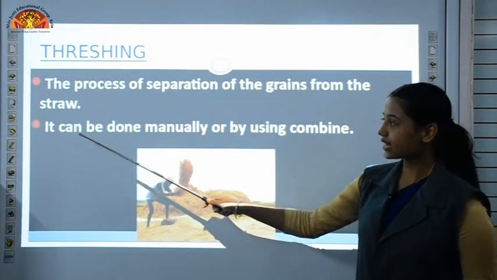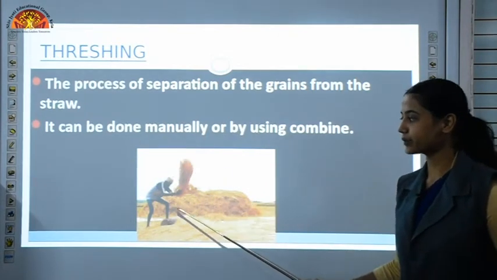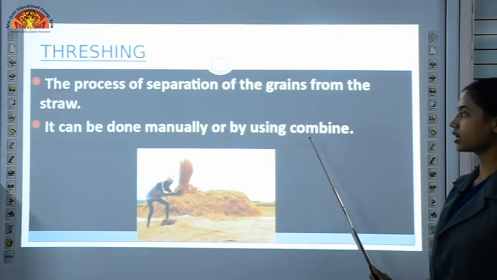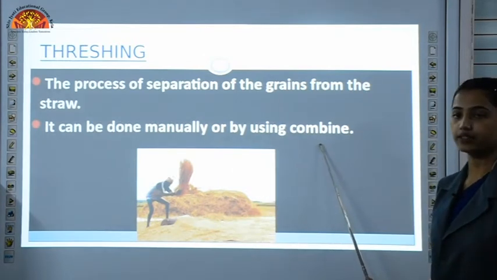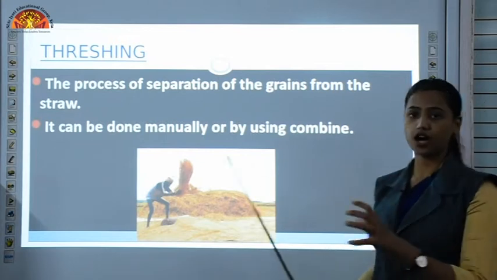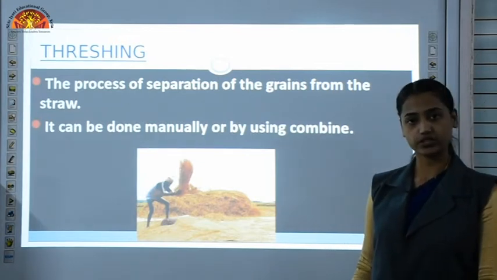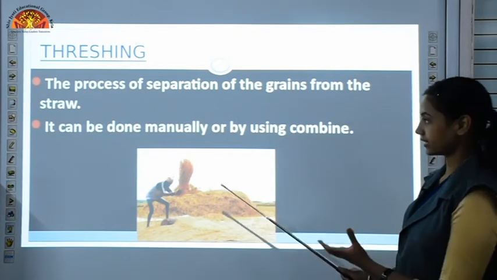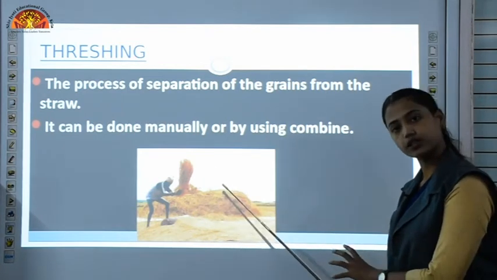It can be done manually, like this man is beating this plant, or we can use a machine known as combine. It is a combination of harvester and thresher. That machine first harvests our crops and then it separates grain from the straw.